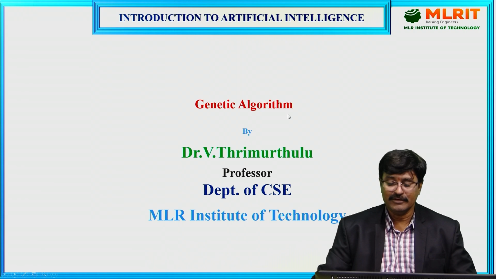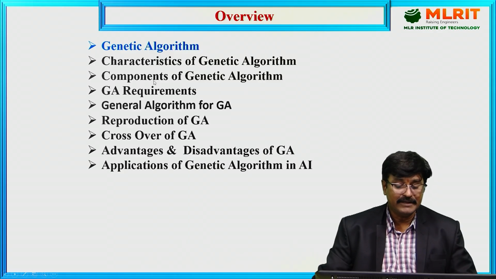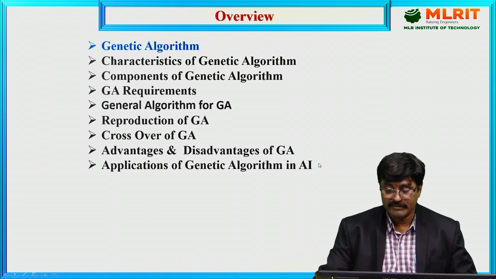In this lecture, I am covering what is genetic algorithm, what are the characteristics of genetic algorithm, what are the key components in the genetic algorithm, what are the requirements for the genetic algorithm, and what the reproduction process or crossover process is in this case, what is the general algorithm flow of the genetic algorithm, what are the advantages, disadvantages, and what are the applications of genetic algorithm. These are the topics I am going to cover.